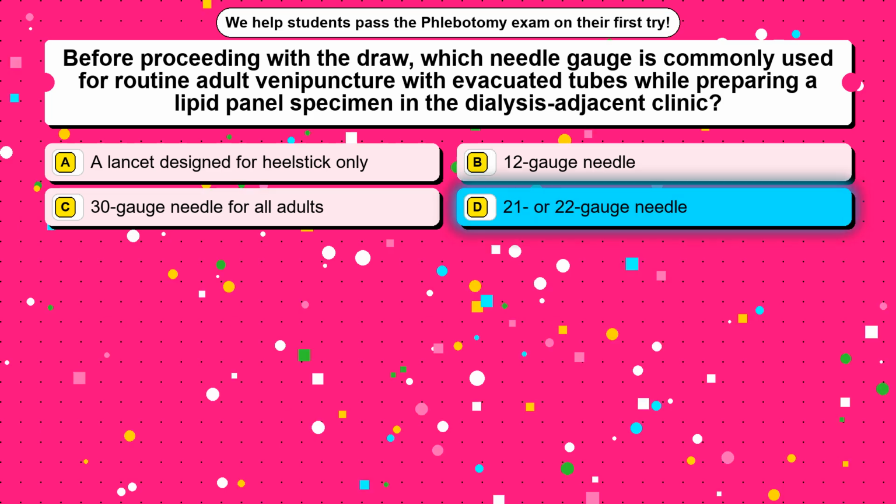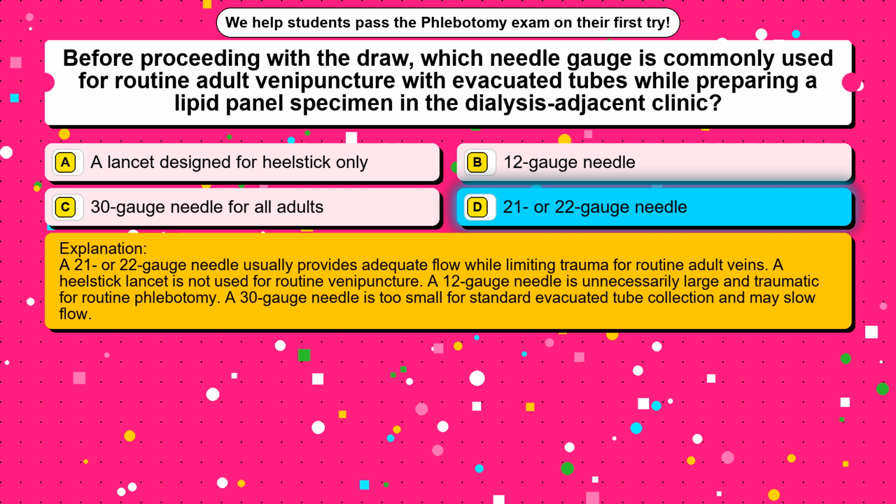The correct answer is option D. 21 or 22-gauge needle. A 21 or 22-gauge needle usually provides adequate flow while limiting trauma for routine adult veins. A heel stick lancet is not used for routine venipuncture. A 12-gauge needle is unnecessarily large and traumatic for routine phlebotomy. A 30-gauge needle is too small for standard evacuated tube collection and may slow flow.